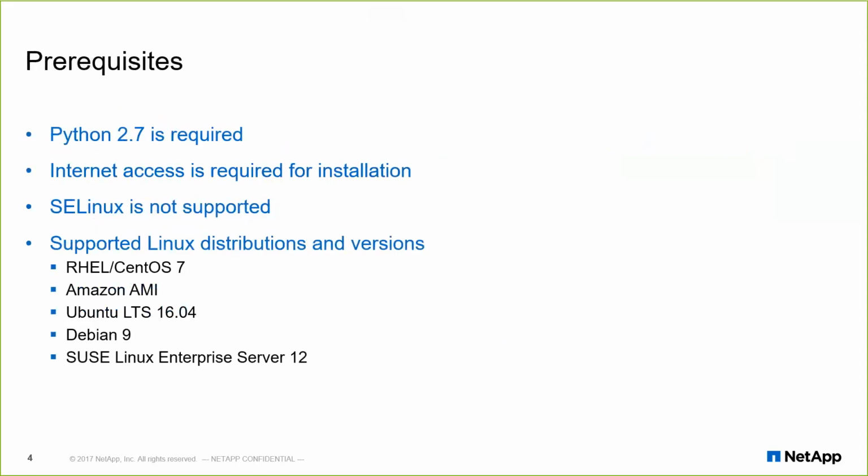Prerequisites to doing this. First of all, Python 2.7 is called out as a requirement. This isn't usually a big deal in most of the modern distros. For instance, I use CentOS 7 for my demonstration, which we'll see shortly, and it has Python 2.7 already installed. However, if your distribution is a minimalist one, stripped down, and it doesn't have that pre-installed, that's something that is required. Internet access is required for installation.